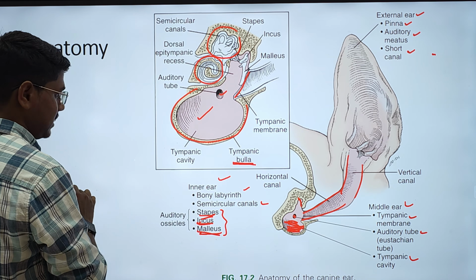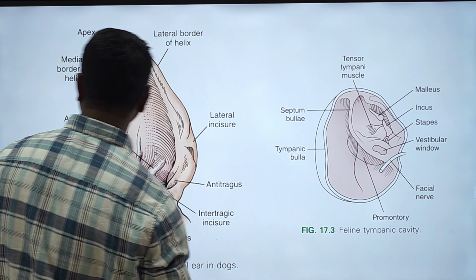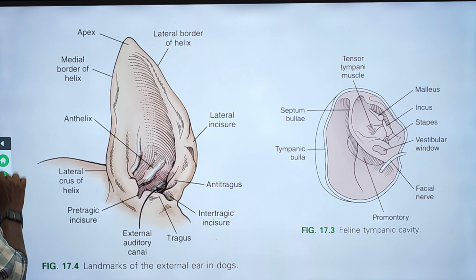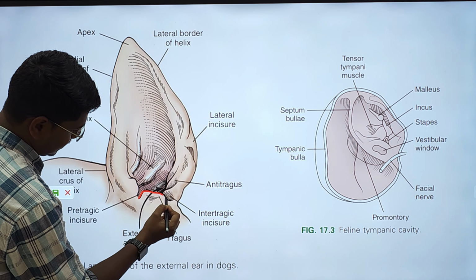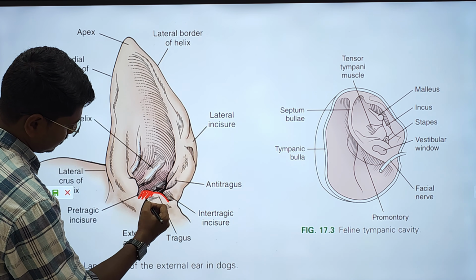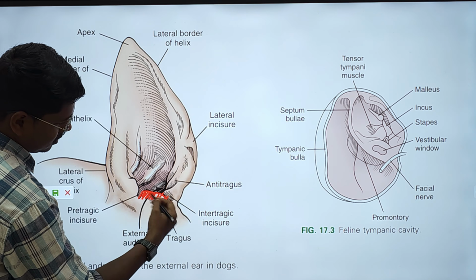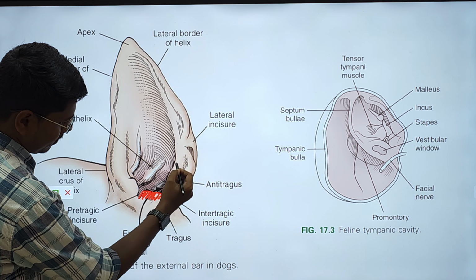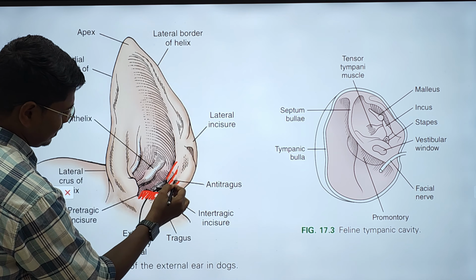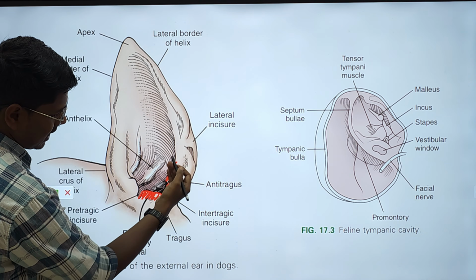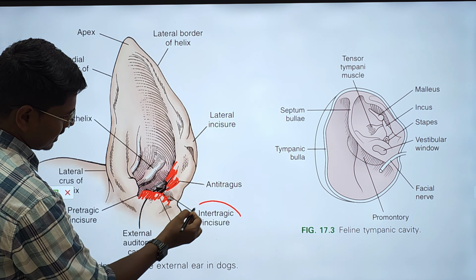There are a few other basic structures from a surgery point of view. Here you can see some structures. The important ones are the tragus and antitragus. Here you can see a raised structure. This is known as the tragus, and on the opposite side you will find some cartilaginous folds. These are the antitragus. Between the antitragus and tragus is the intertragic.